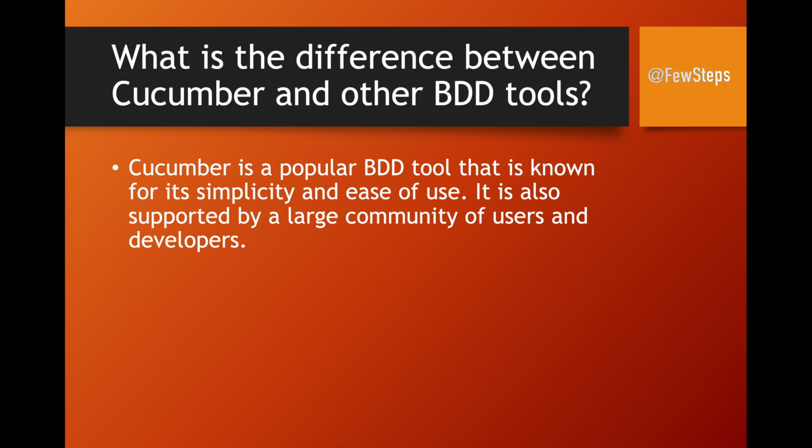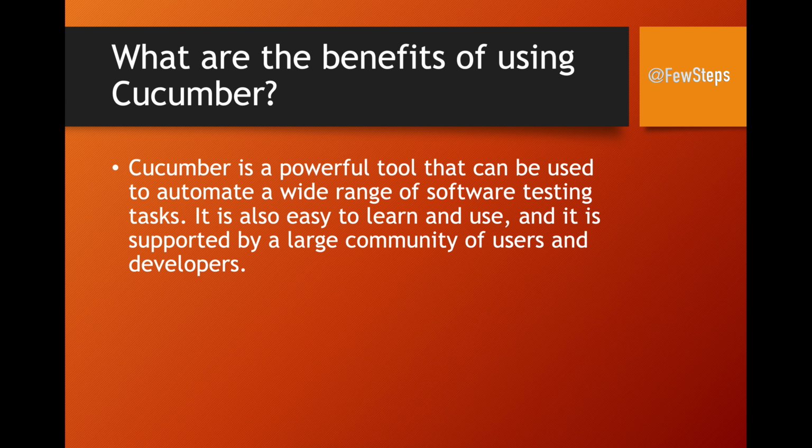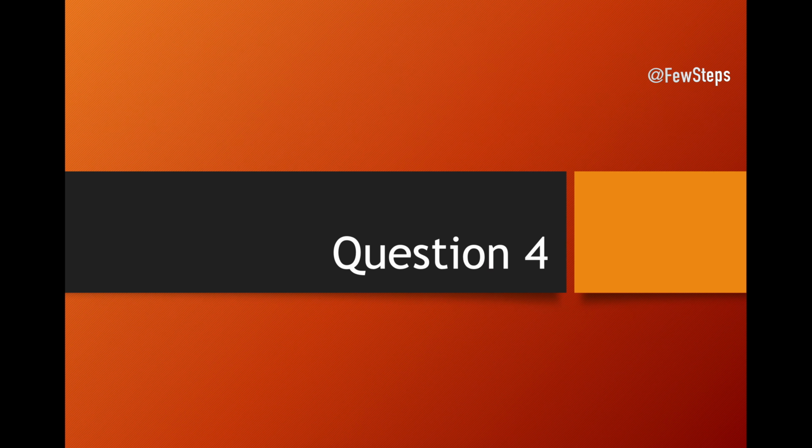Cucumber is a popular BDD tool that is known for its simplicity and ease of use. It is also supported by a large community of users and developers. Question 3. What are the benefits of using Cucumber? Cucumber is a powerful tool that can be used to automate a wide range of software testing tasks. It is also easy to learn and use, and it is supported by a large community of users and developers.